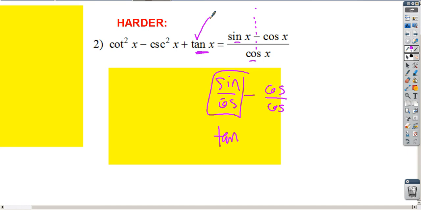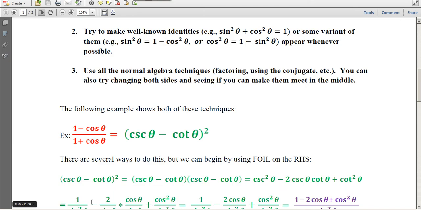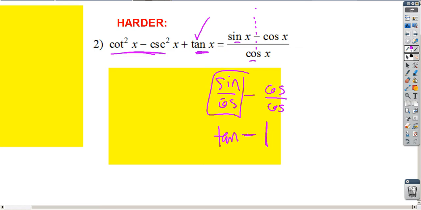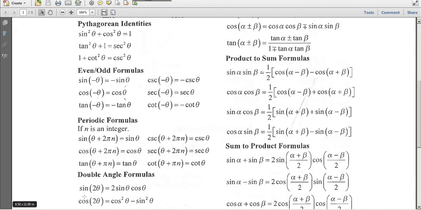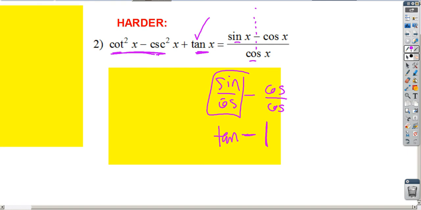We somehow need to make this thing appear from minus cosine over cosine. Cosine over cosine is 1. So that looks challenging, but remember, one of our strategies is try to make well-known identities appear. Strategy number 2, let's go back. What's a well-known identity that has cotan squared and cosec squared? That's one of the Pythagorean identities. It's this third one, 1 plus cotan squared equals cosec squared.